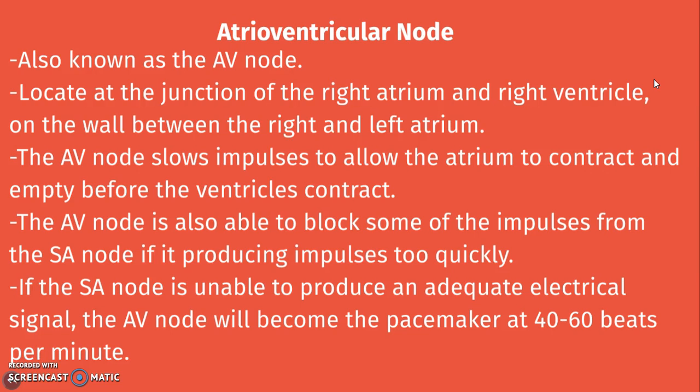In addition to these functions, the AV node is also able to block some of the impulses from the SA node if it is producing them too quickly. This protects the ventricles from increasing to a rate that is too rapid to maintain. In the event that the SA node is unable to produce an electrical signal, the AV node still possesses the ability to create an electrical impulse. If this happens, the heart rate will generally be slower at 40 to 60 beats per minute.